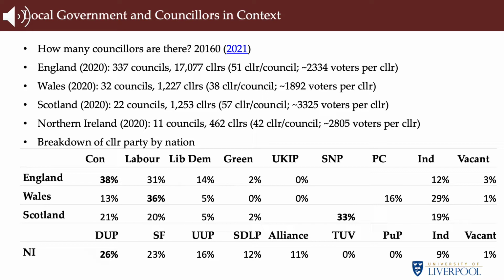The table below shows the breakdowns of councillors by party, by nation. So the Conservatives have the most councillors in England at 38%. In Wales, it's Labour. In Scotland, it's the SNP. And in Northern Ireland, it's the DUP.